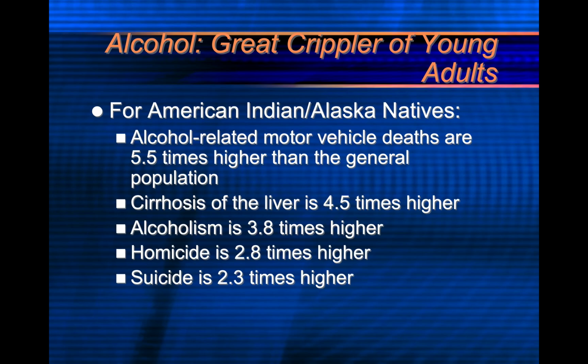For American Indian Alaska Natives, alcohol-related motor vehicle deaths are 5.5 times higher than the general population. Cirrhosis of the liver is 4.5 times higher. Alcoholism is 3.8 times higher. Homicide is 2.8 times higher. And suicide is 2.3 times higher among American Indians. And that is the end of the chapter.